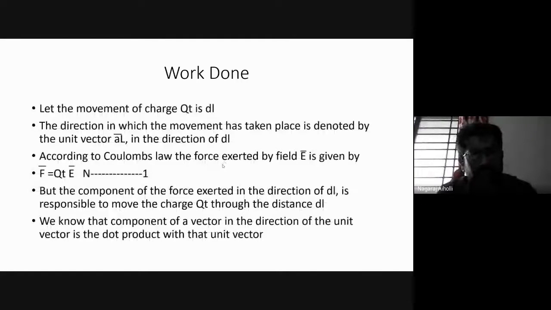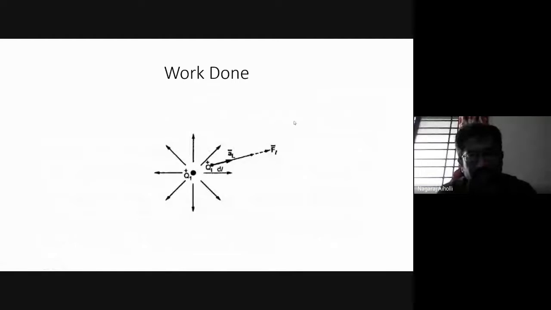If the movement of charge Qt is dl, the direction in which the movement has taken place is denoted by the vector AL bar, which is in the direction of dl. AL bar is the unit vector along the direction of dl.